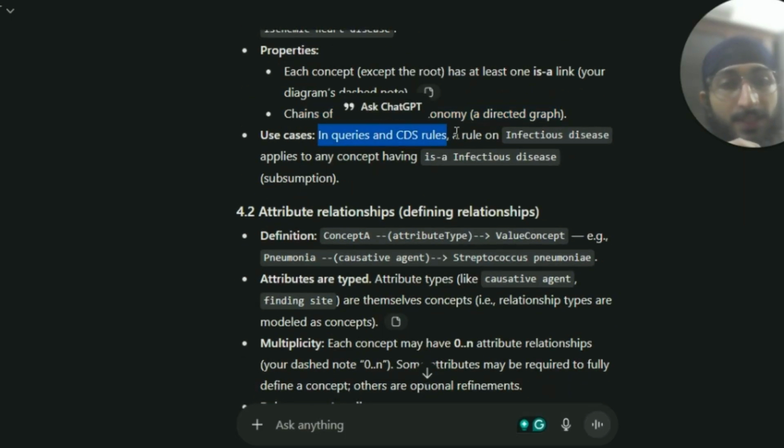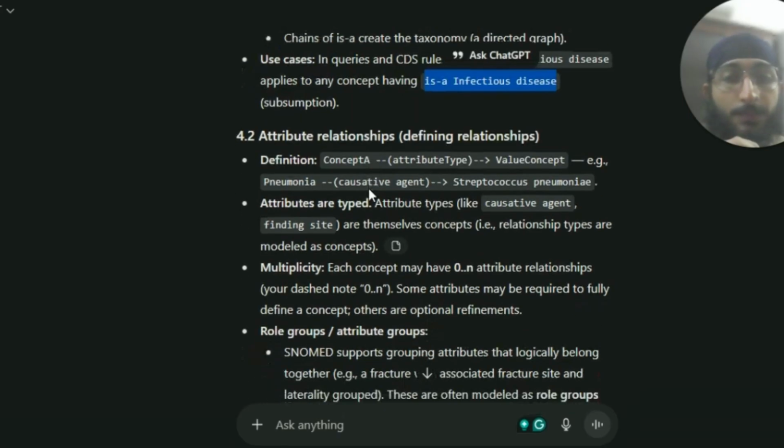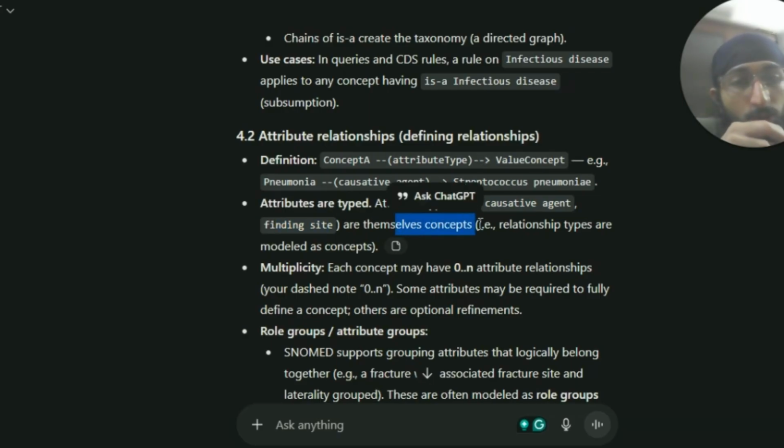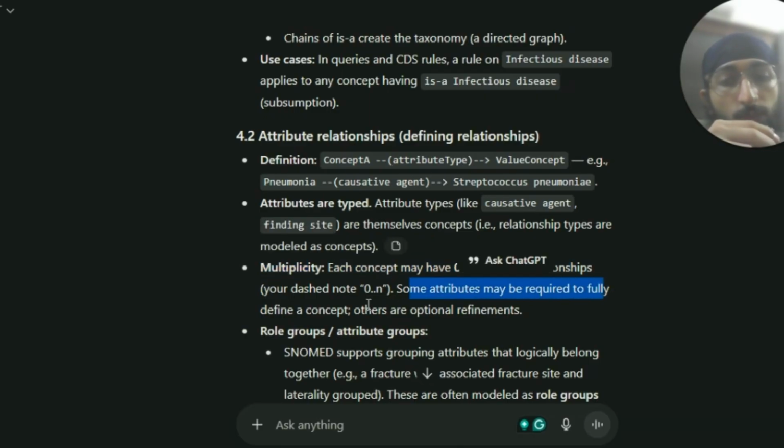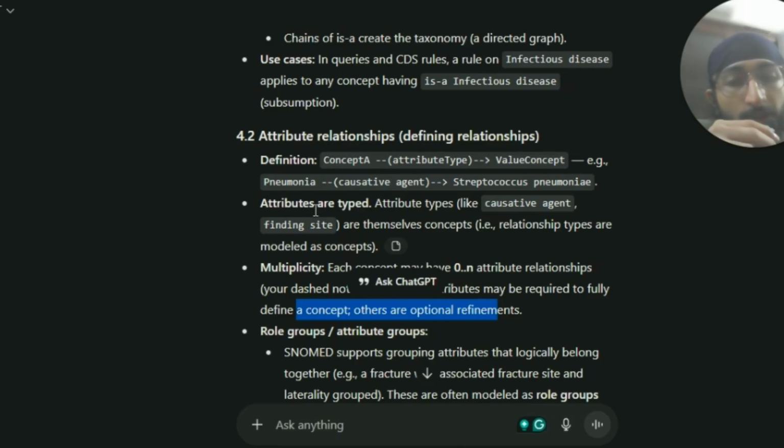Now, inferences and queries: a rule on infectious disease applies to any concept having is-a infectious disease. Then we have the attribute type, that is the concept, the attribute type, and the value concept. For example, pneumonia, causative agent, streptococcus pneumoniae. Attributes are typed. So causative agent and finding site are themselves concepts, that is, relationship types that are modeled as concepts. Now, multiplicity: each concept may have 0 to n attribute relationships. Some attributes may be required to fully define concepts, others are optional refinements.